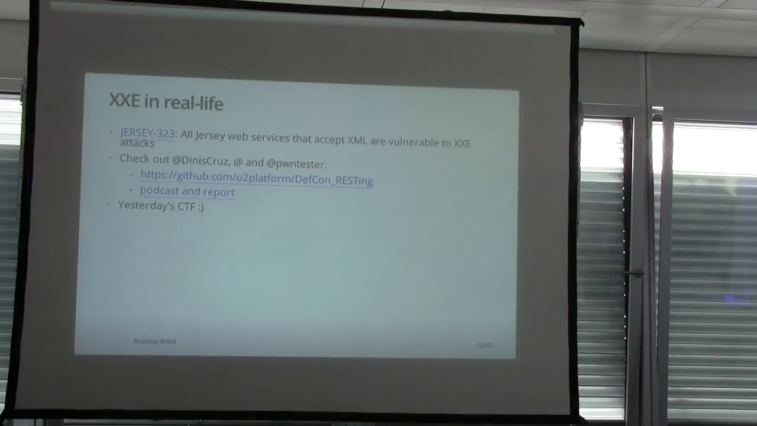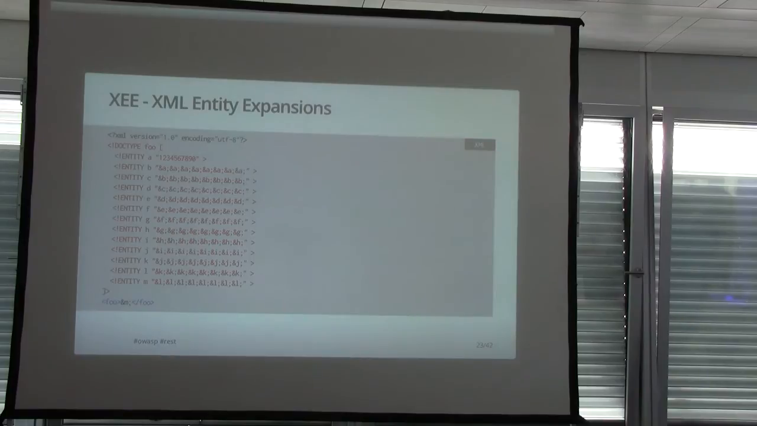The next thing you can do is what's called the entity expansion attack, which is pretty similar. But instead of defining the entity as a file, I'm now recursively defining some entities there. I say that A is 1234567890. And B is A A A A A A A, and C is B B B B B, etc., etc.